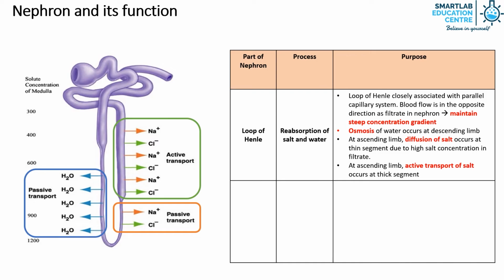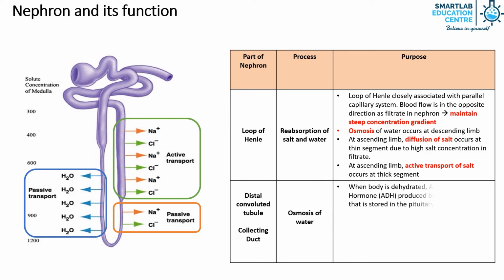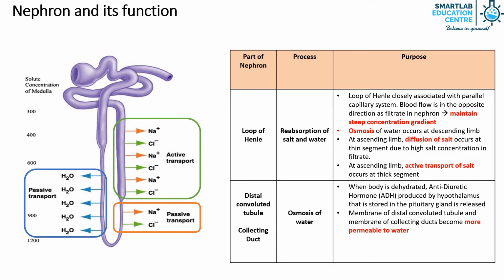The fourth part of the nephron we will look at is the distal convoluted tubule and the collecting duct. The main process occurring here is the osmosis of water. When the body is dehydrated, antidiuretic hormone, ADH, which is produced by the hypothalamus, which is then stored in the pituitary gland, is released. The membrane of the distal convoluted tubule and membrane of the collecting ducts become more permeable to water when ADH is released.